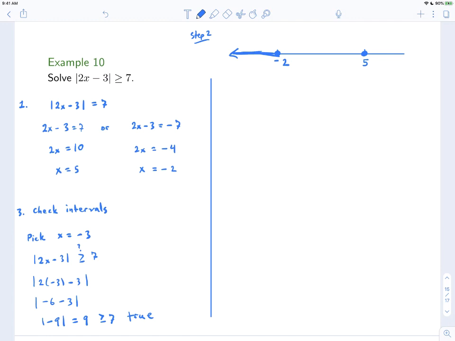Now let's pick a number between negative 2 and 5. So now we pick x equals 0. 0 is always very convenient, and it's between -2 and 5. So now again, we want to check: is the absolute value of 2x minus 3 greater than or equal to 7? That's the absolute value of 2 times 0 minus 3. 2 times 0 is 0, so this is just the absolute value of -3, which is 3. 3 greater than or equal to 7 is false.